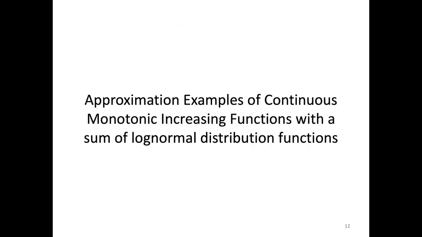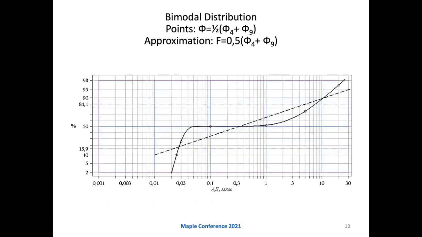Next, I would like to present several examples of how we can approximate continuous monotonic increasing functions with a sum of log-normal distribution functions according to the just proposed method. On this slide, we have a simple bimodal distribution, and you can see that we're using an approximation of just 2 points with the same weights, 0.5, and we use F4 and F9.